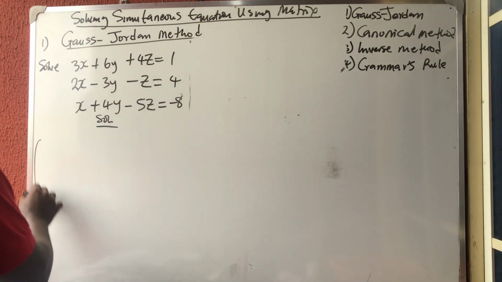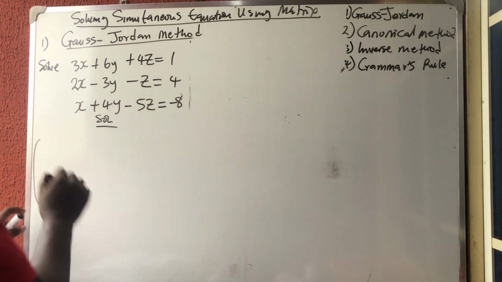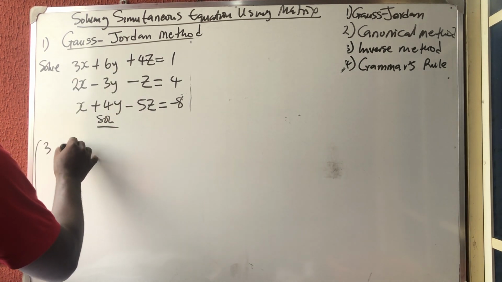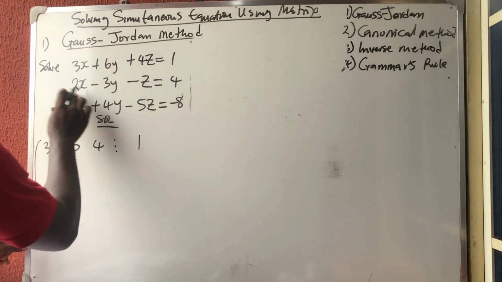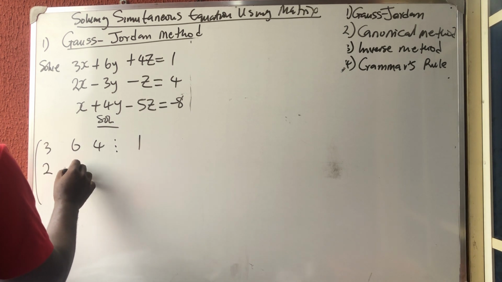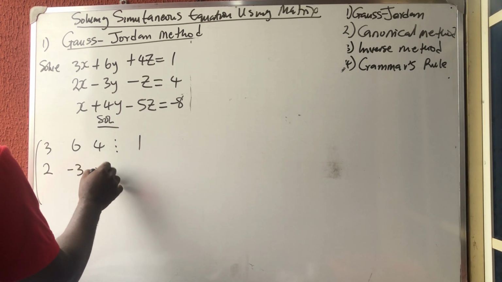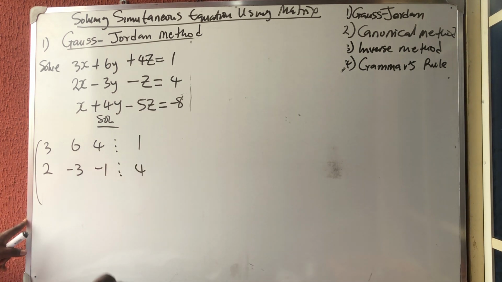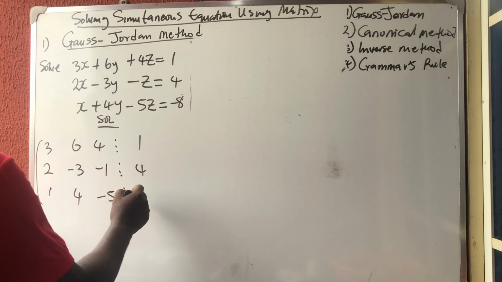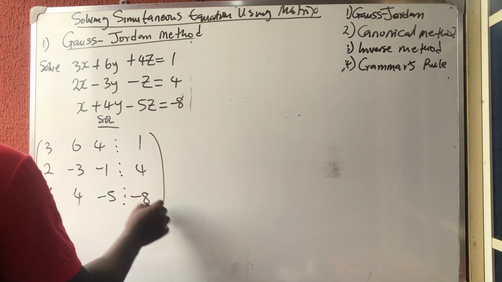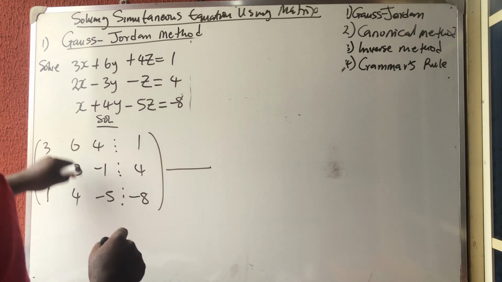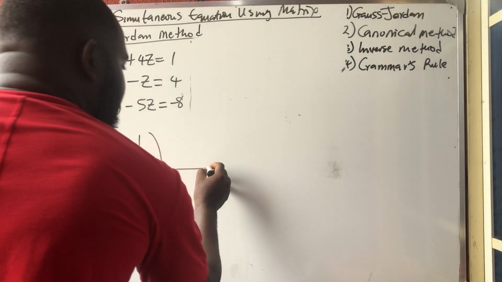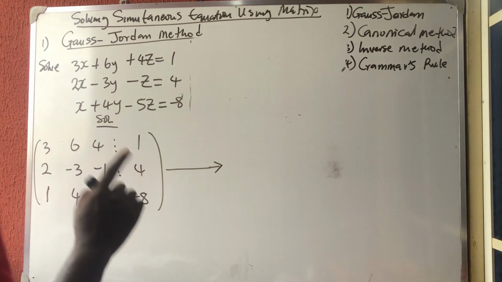Solution. The first thing, let me go straight by bringing the entries, which is what? 3, 6, 4, dot, dot, dot, 1. Then 2, minus 3, minus 1, dot, dot, dot, 4. 1, 4, minus 5, dot, dot, dot, 8, minus 8. Now the first thing they did, since I'm having 1 here, they swapped. Yes, that's the first thing I'm supposed to do, but that does not mean that the other one I did is not correct too. It's correct, but I made a mistake somewhere.